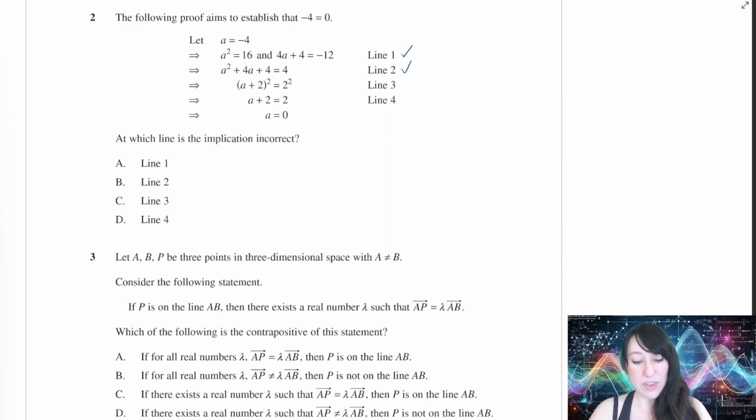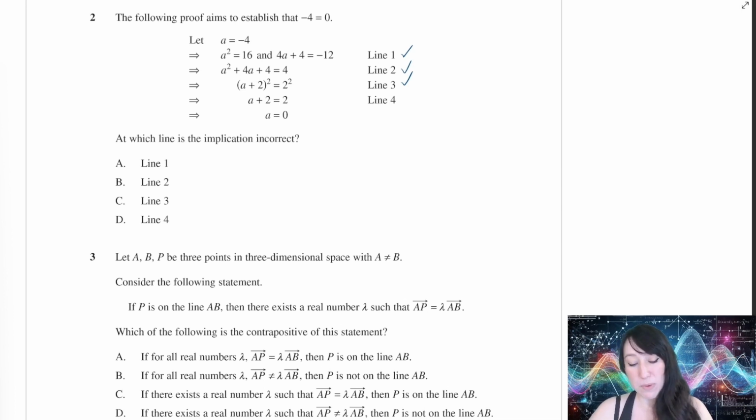Line 3 says, in brackets, A plus 2, squared, is equal to 2 squared. So both sides have been factorized. The left-hand side is a perfect square quadratic. On the right-hand side, we're rewriting 4 as 2 squared. So line 3 does follow from line 2. Now line 4 says that then A plus 2 must equal 2.